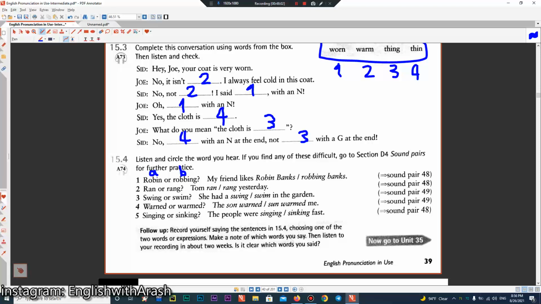A74. 1. Robin or robbing. My friend likes robbing banks. 2. Likes robbing. My friend likes robbing banks.